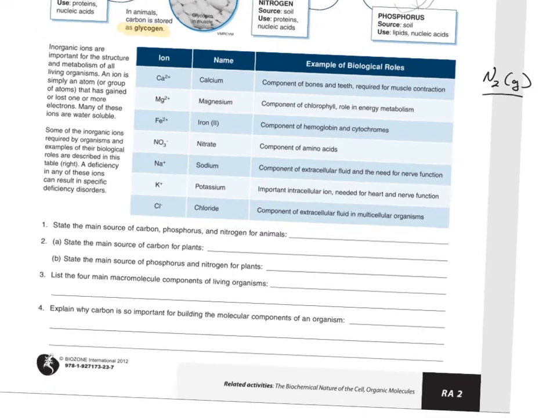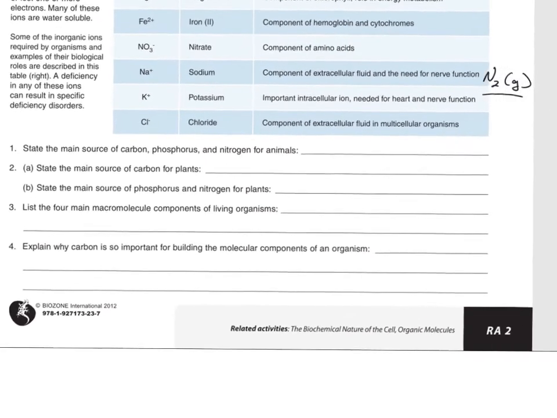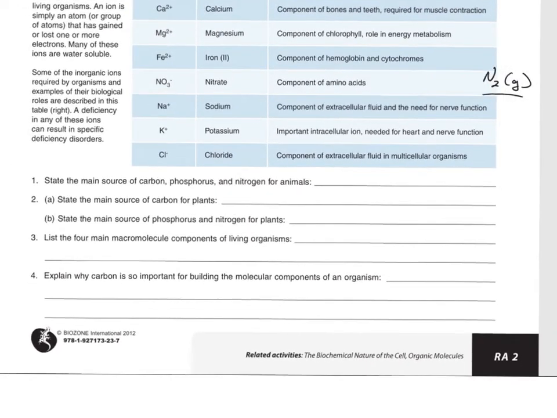All right. State the main source of carbon, phosphorus, nitrogen for animals. One word. Anybody? Food. Easy. State the main source of carbon for plants.